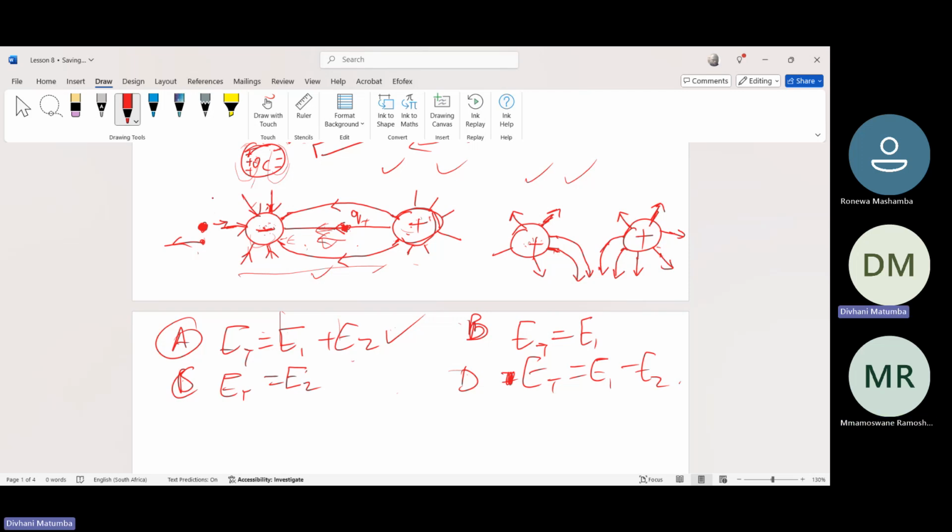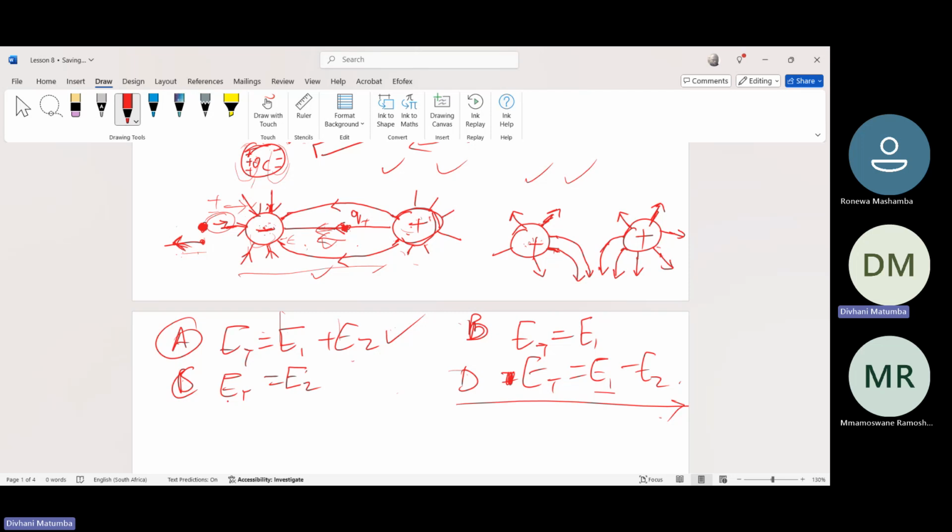Then after choosing the direction, if you choose this direction as positive, then this will be your E1, which is positive, then minus your E2, which is the positive charge, because the positive charge is repelling your test charge. So the answer is D. Okay.